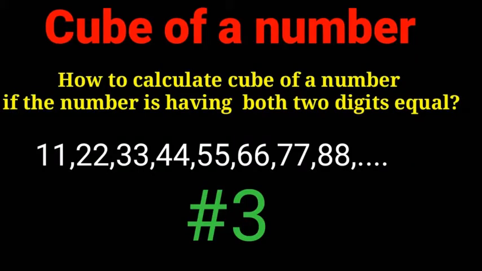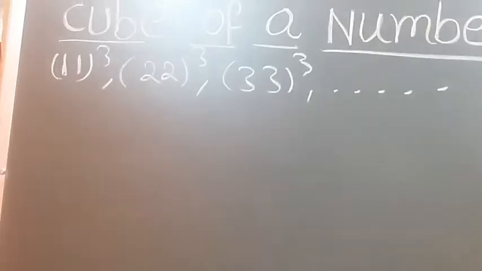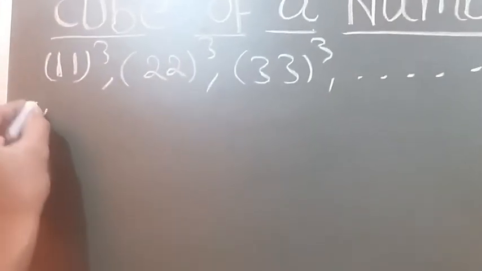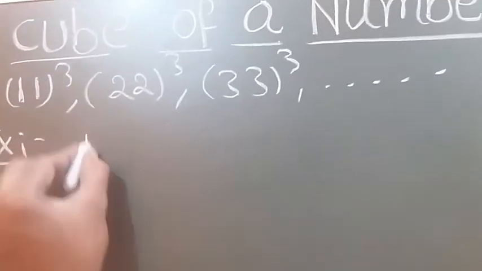Hello everyone, in this video I am going to explain how to calculate the cube of a number if the number has two digits that are the same, like 11 cube, 22 cube, 33 cube, 44 cube, like that. If you want to calculate a cube of a number, I will explain how in this video. Please watch this video till the end. Let us take one example.